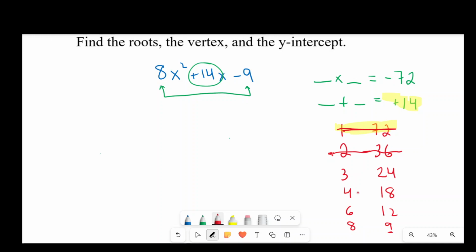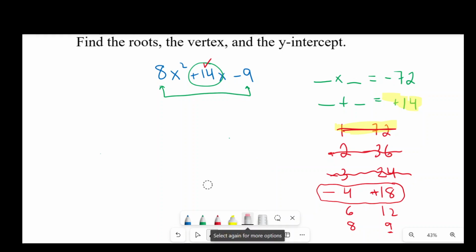See how you don't have to test both of them. If the number you're looking for shows up, you can then figure out which one has to be positive and negative. So if I make negative 3 plus 24, that would be positive 21. I want 14. Negative 4 plus 18, oh, that's 14. And the signs are already where I want them to be. Negative 4 plus 18 is positive 14. And negative 4 times 18 is negative 72. So I found the two numbers. That is the first step.